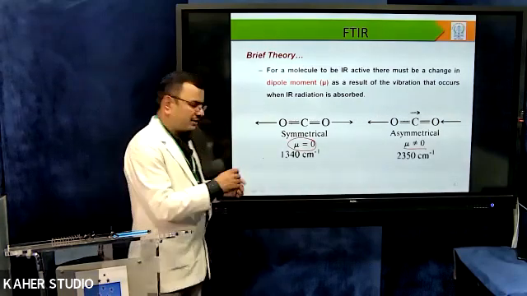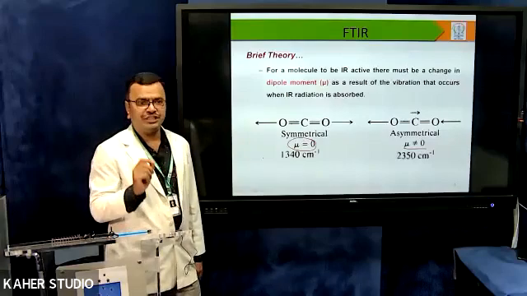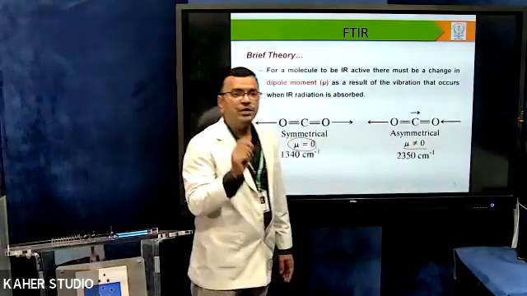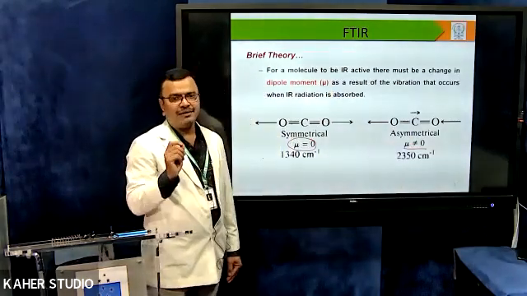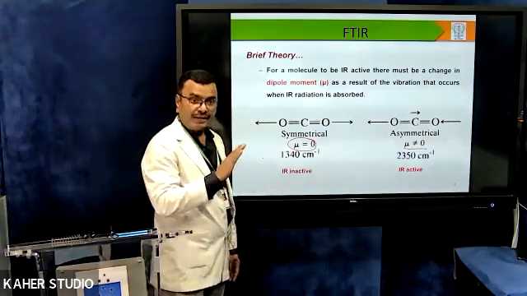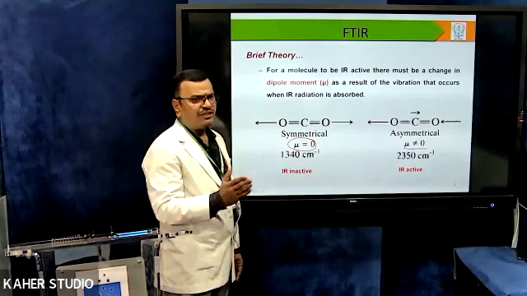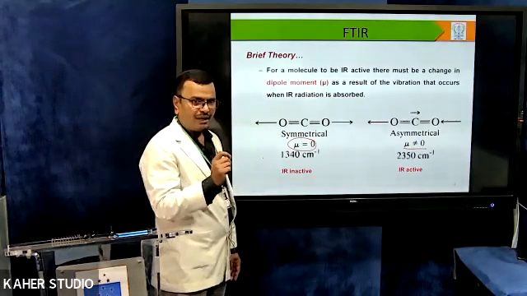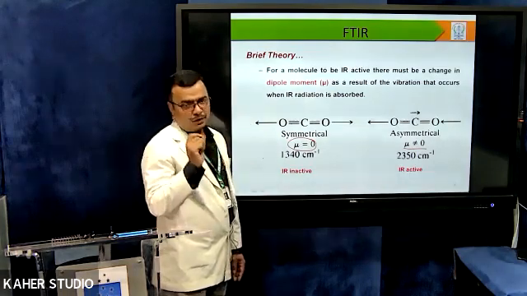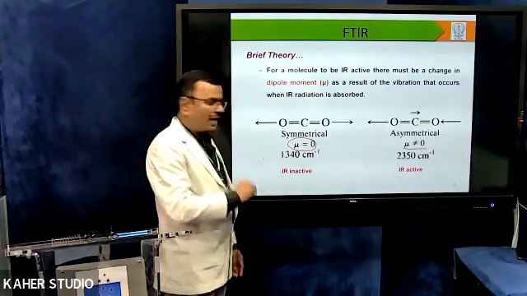If you take the symmetrical stretching, the dipole moment is equal to 0, which means there is no change in dipole moment. But in the asymmetrical stretch, the dipole moment is not equal to 0, because there is a change in dipole moment in the asymmetrical stretch. Therefore, the symmetrical stretch of carbon dioxide is IR inactive and the asymmetrical stretch is IR active. So this is the major difference. At 1340 it is IR inactive, whereas at 2350 reciprocal centimeter the asymmetrical stretch can show the stretching vibration because it is IR active.